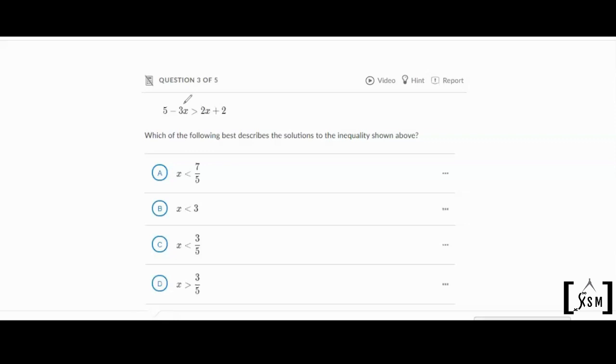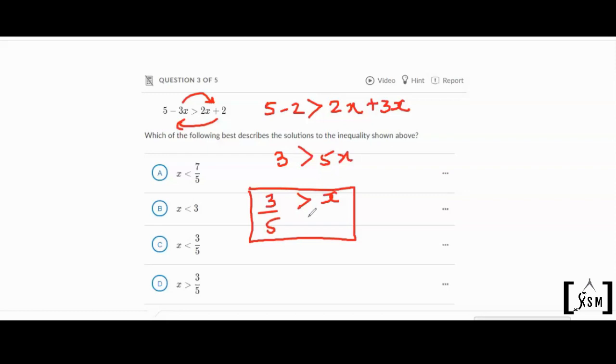Solving question number 3, we have to solve for x. So negative 3x I will bring this side and plus 2 I will bring this side. So we get 5 minus 2 is greater than 2x minus 3x comes this side to get plus 3x. So we get 3 is greater than 5x. Solving for x, 5 will go to the other side in division. So x is less than 3 over 5. X is on the smaller side, so it is less than. Option C should be the correct answer.